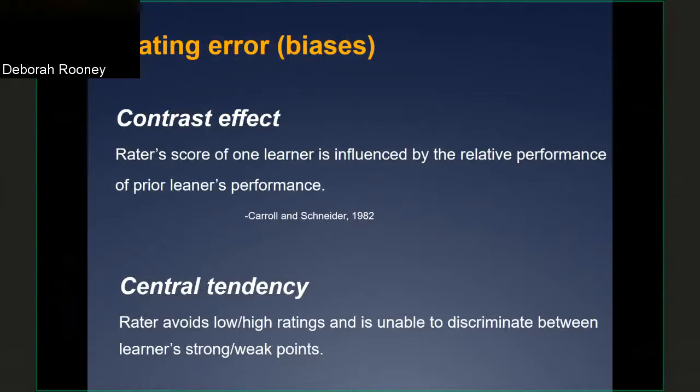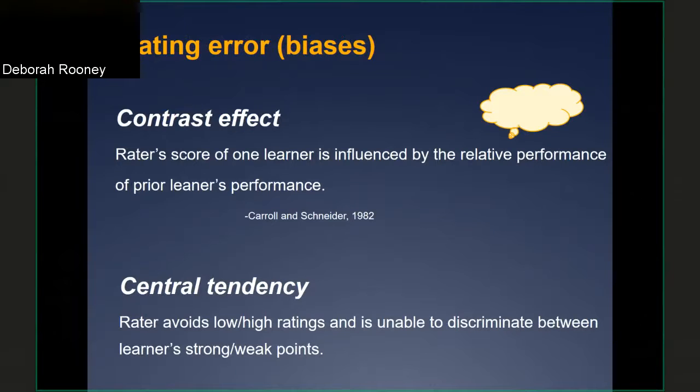Contrast effect is where a rater's score of one learner is influenced by the relative performance of a prior learner. What that means is that, just referring to their own memory, a previous trainee or learner's performance may have been outstanding, and therefore the trainee that's in front of them now that they're assessing may seem relatively weak. And therefore, this rater will give the second trainee poor ratings relative to the first, and therefore undue harsh or severe ratings.